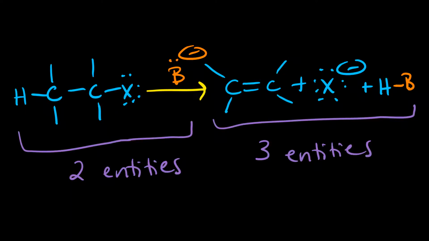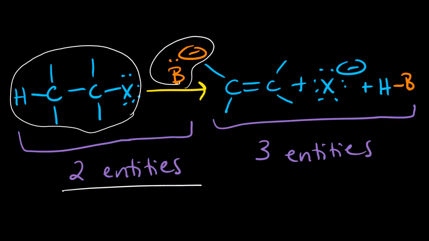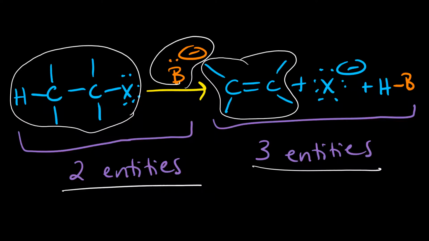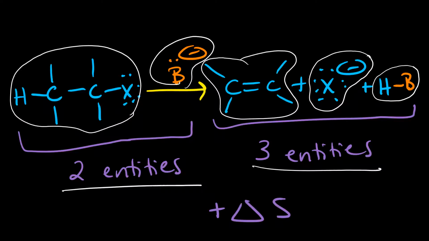Additionally, if we look at what we're starting with and what we're ending with, we start off with 2 entities. So we start off with a base and an alkyl halide, and we end up with 3 entities. So we make an alkene, we kick off a leaving group, and we also have a protonated base at the end. So in terms of the delta S of the reaction, this is also favorable.